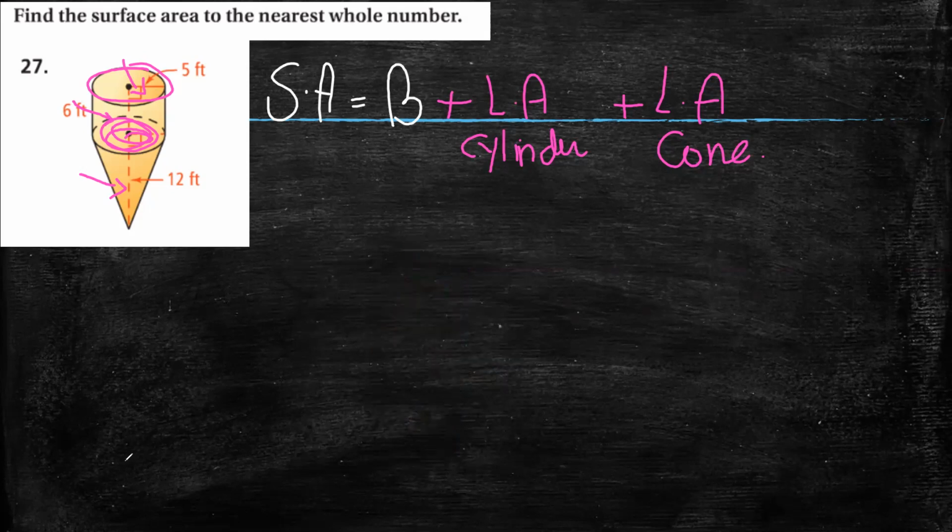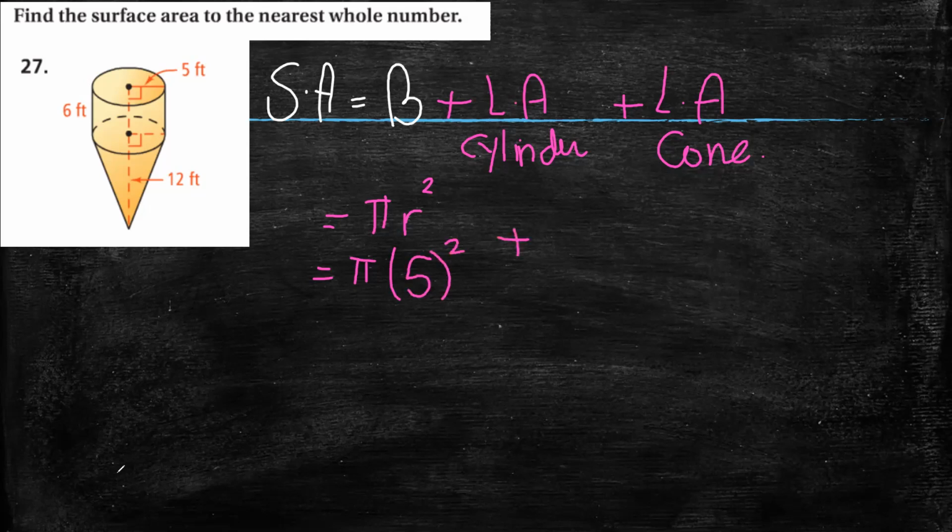Now, let's continue here. What is the base here? It is a circle. What is the area of the base? Pi r squared. What is the radius? It is 5, so pi times 5 squared, plus the lateral area of the cylinder. What is the lateral area of the cylinder? It is the perimeter of the circle, 2 pi r, times the height, h.